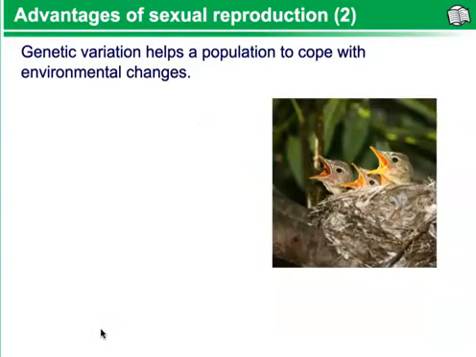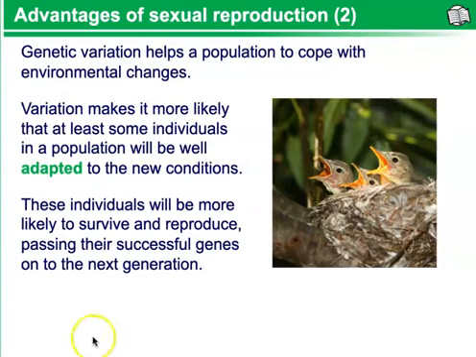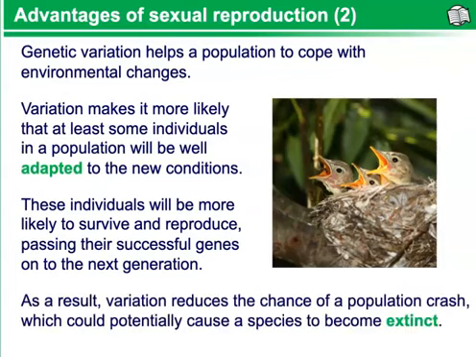Genetic variation helps a population to cope with environmental changes. Variation makes it more likely that at least some individuals within the population will be well adapted to new conditions. These individuals will be more likely to survive and reproduce, passing their successful genes on to the next generation. As a result, variation reduces the chance of a population crash, which could potentially cause a species to become extinct.